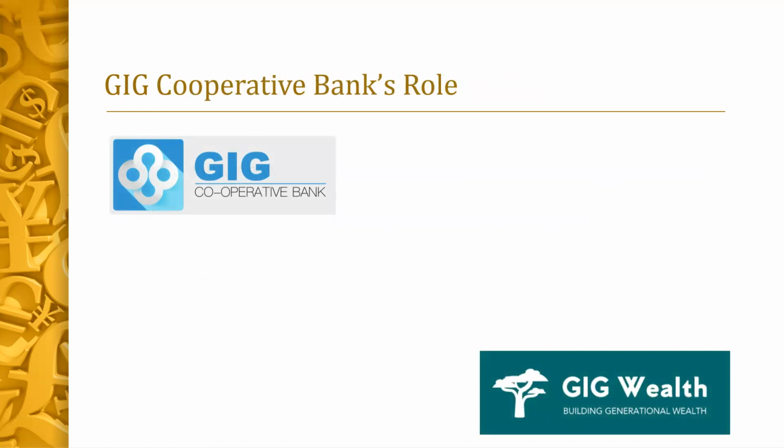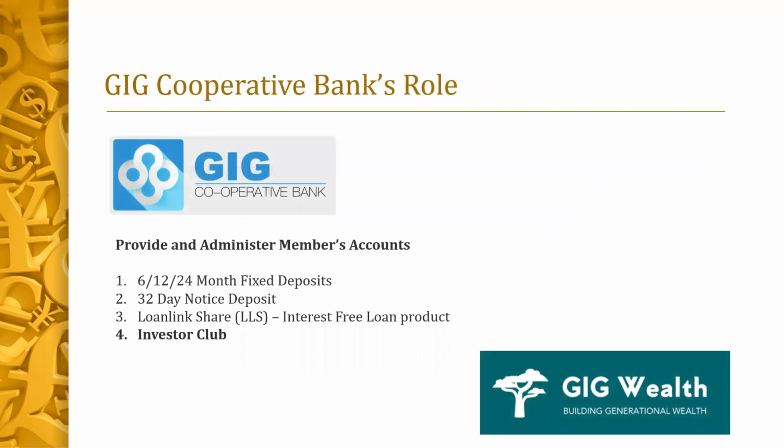So what is the Cooperative Bank's role in this big thing? It provides and administers many members' accounts, and you have 4 accounts. You have access to a 6, 12, or 24-month fixed deposit account at interest, and for that you can go to gig.coop to check the latest interest rates. There's a 32-day notice deposit.